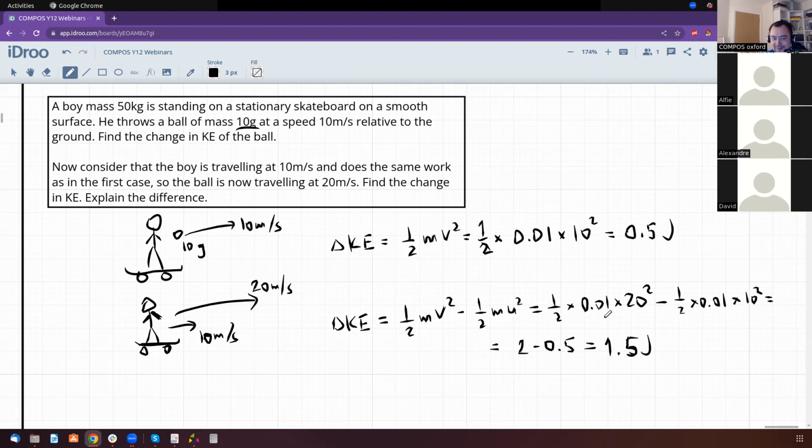So this is bizarre. Sorry, do you understand the issue here? Do you understand that there is a problem? That the same muscles are doing the same amount of work and yet creating a different change in kinetic energy? Type yes or no. Okay.